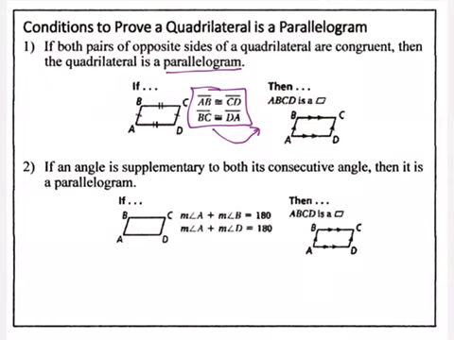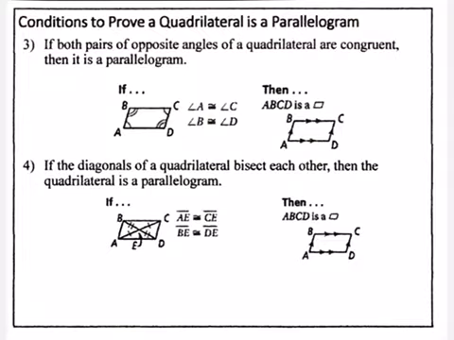Second condition, if an angle is supplementary to both of its consecutive angles, then it is a parallelogram. So if we have supplementary consecutive angles, we can prove that it's a parallelogram. Condition 3, if both pairs of opposite angles of the quadrilateral are congruent, then we can prove it's a parallelogram.